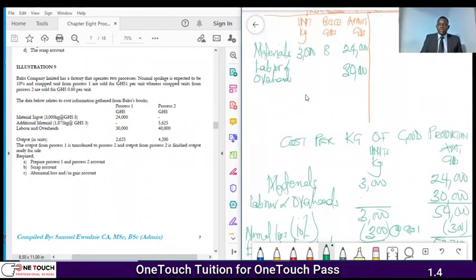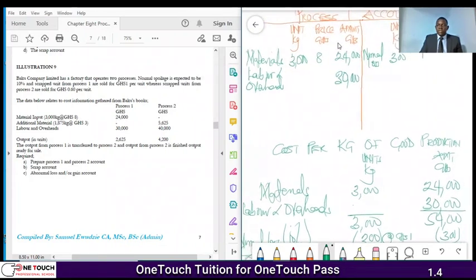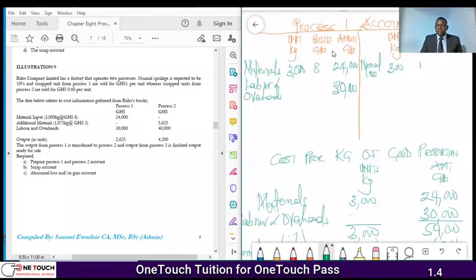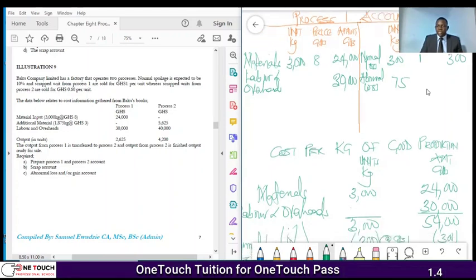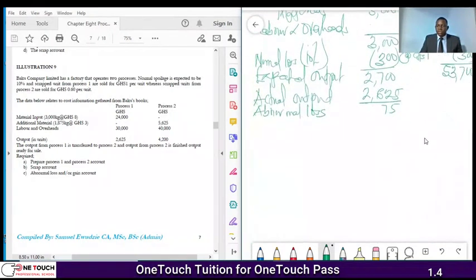So we come to our process account. We have our normal loss of 300 at 1 cedi, minus 300. We have an abnormal loss of 75 at the cost per good production. What's our cost per good production?